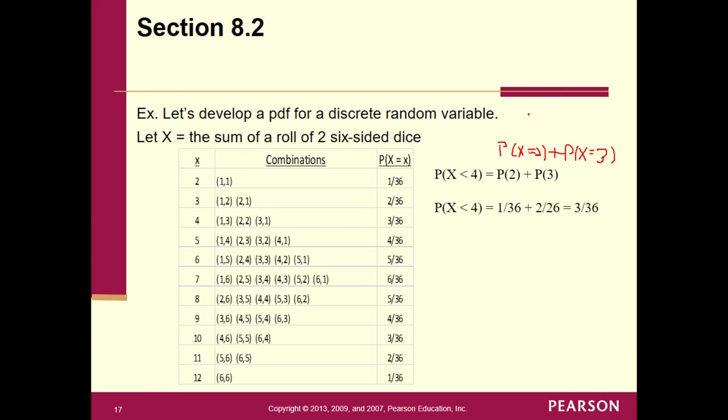All right, so let's get past that. So we go to our table, the probability that x is equal to 2, that'd be 1 out of 36. For 3, 2 out of 36, and we simply add that up, so it would be 3 out of 36, okay?